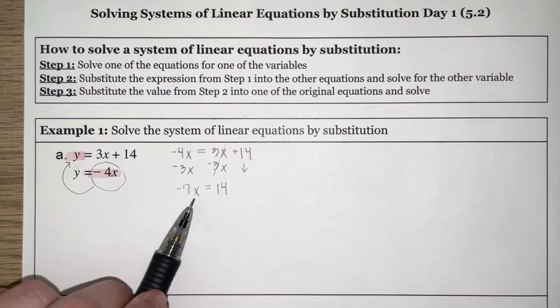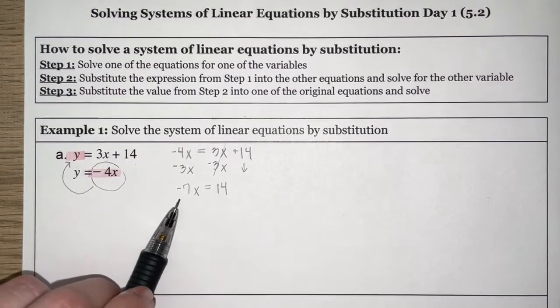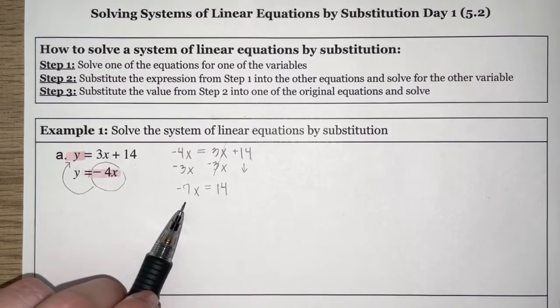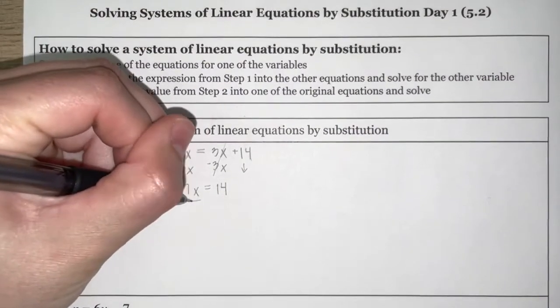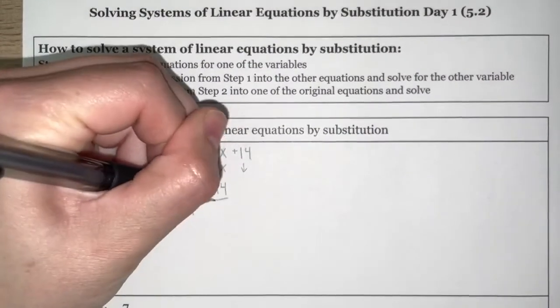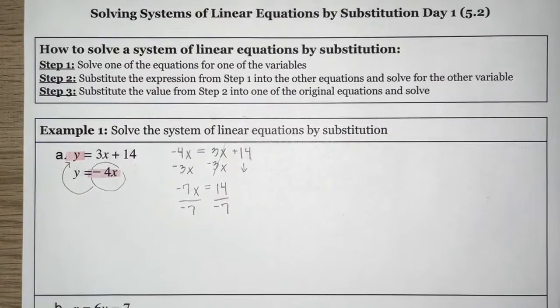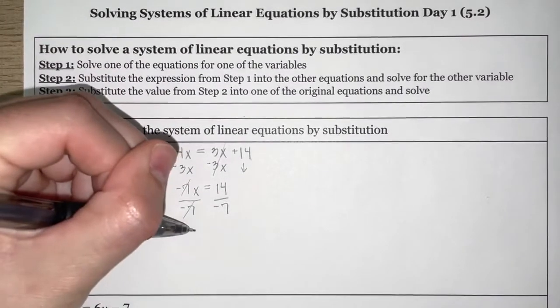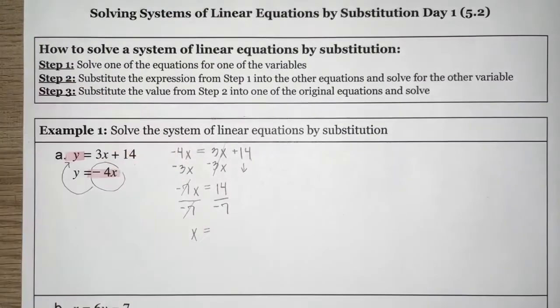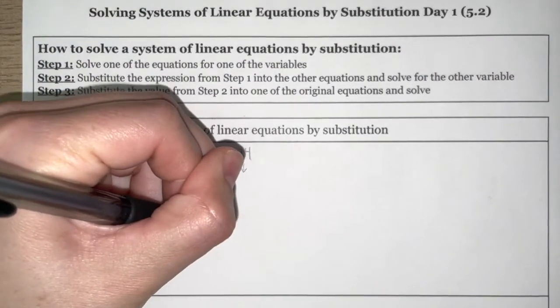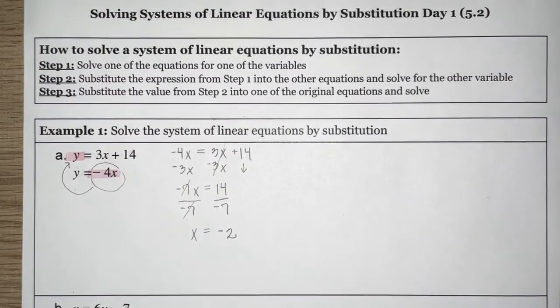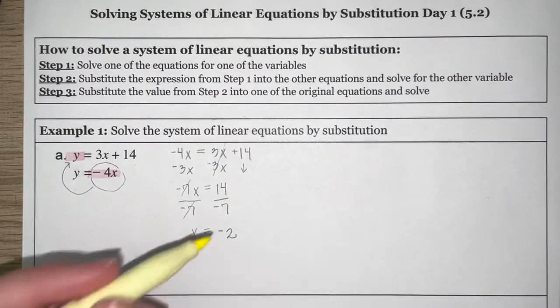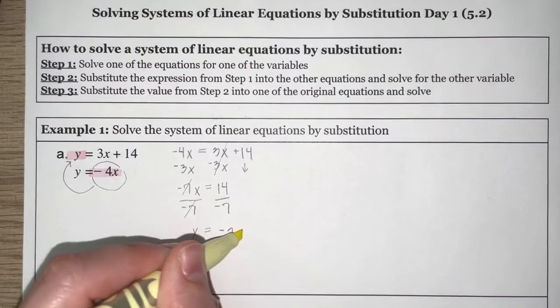So if I want to get x by itself in order to solve for it, I need to undo multiplying by negative 7. So I'm going to undo it by dividing both sides by negative 7. Then multiplying and dividing by negative 7 undo each other. I'm just left with x equals 14 divided by negative 7 is negative 2. So that's half of our solution. So we figured out that x equals negative 2.